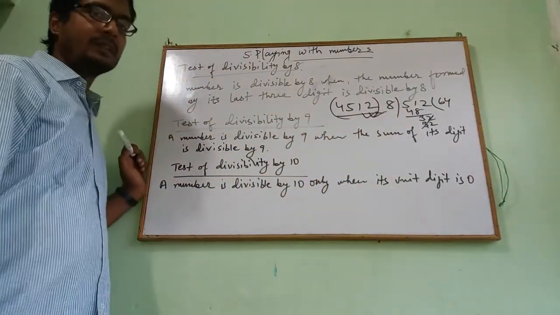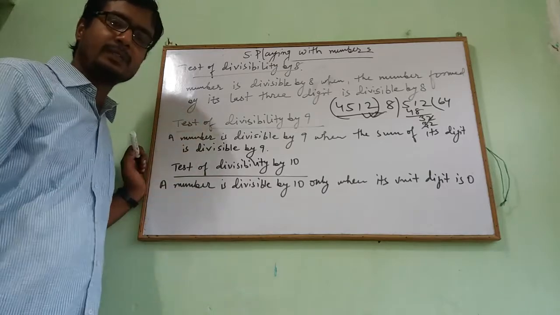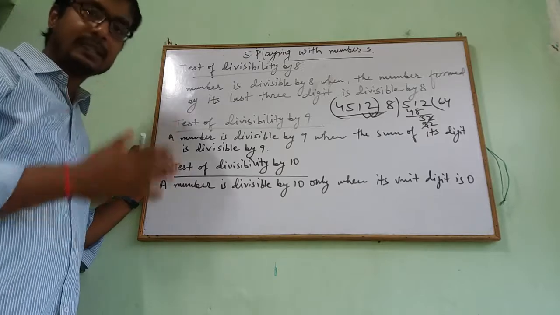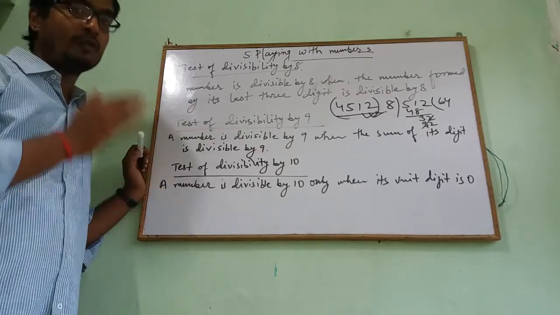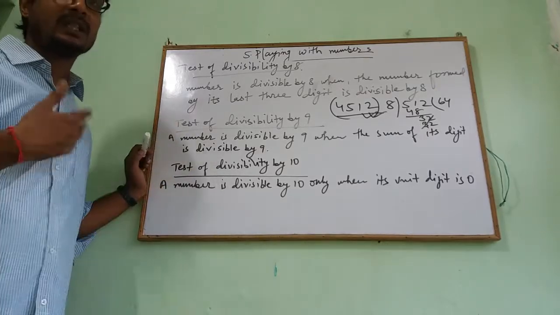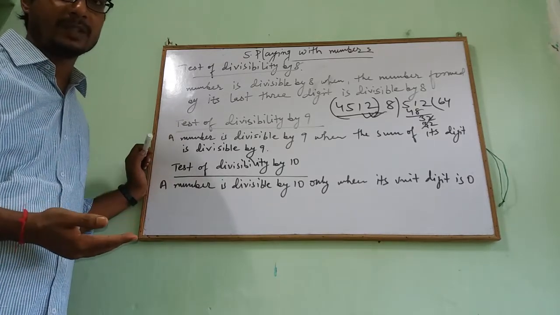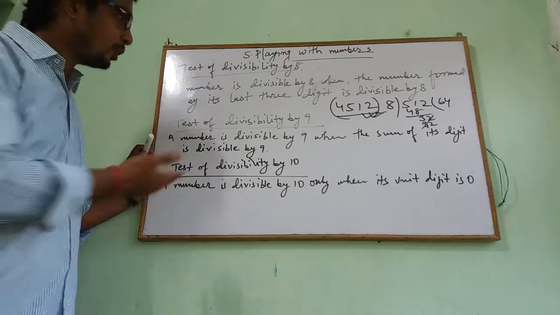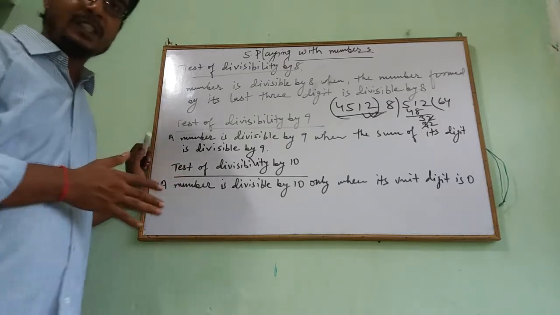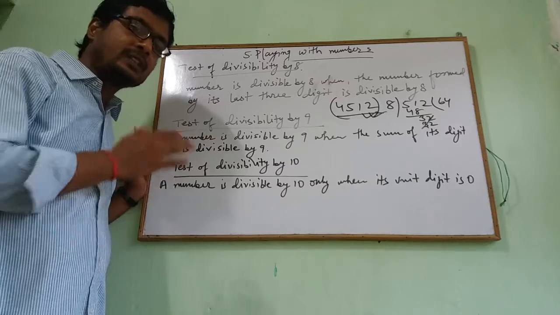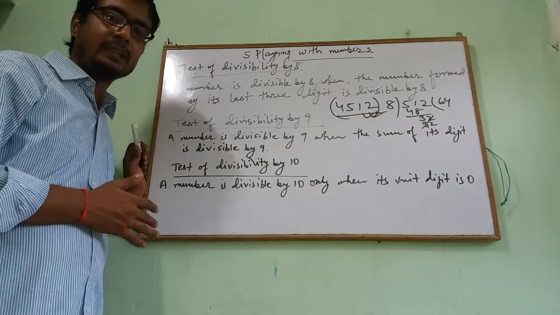Now let's take the divisibility of 9. It is the same as the divisibility of 3. A number is said to be divisible by 9, or by 3, when the sum of its digits is divisible by 9, or by 3. So for the test of divisibility by 9, a number is said to be divisible by 9 when the sum of its digits is divisible by 9.